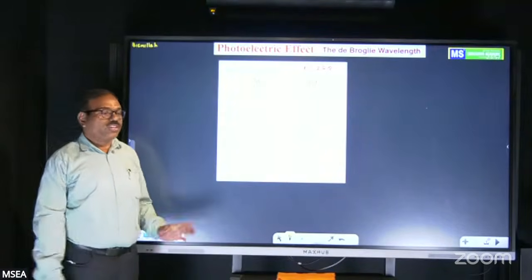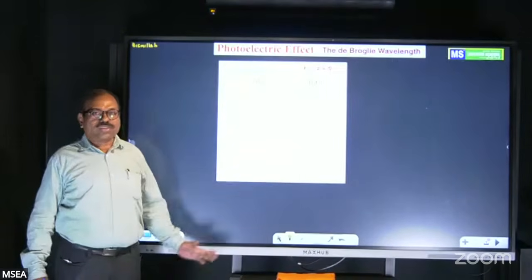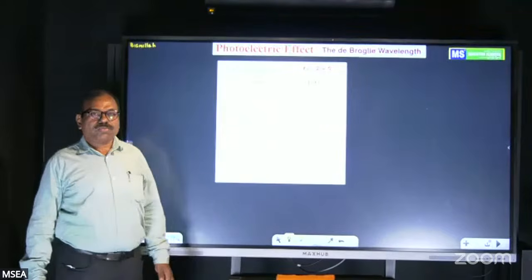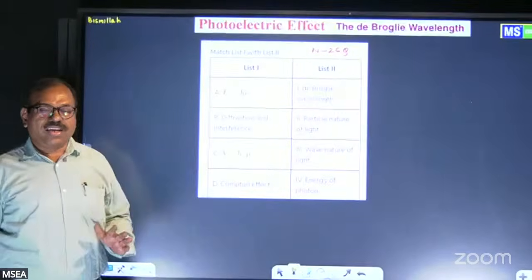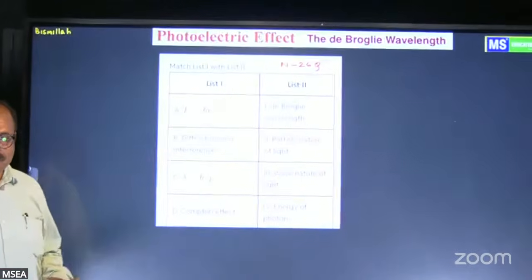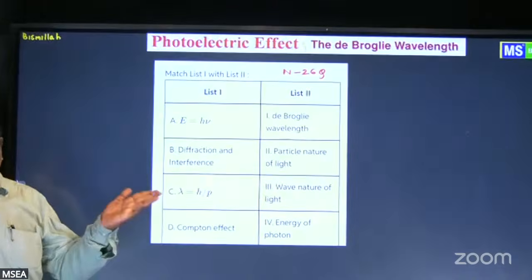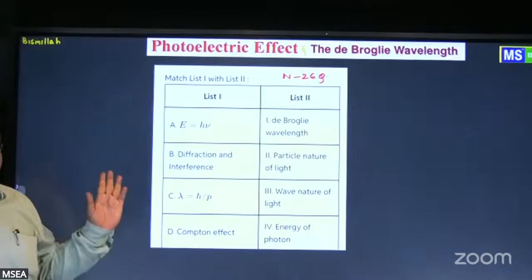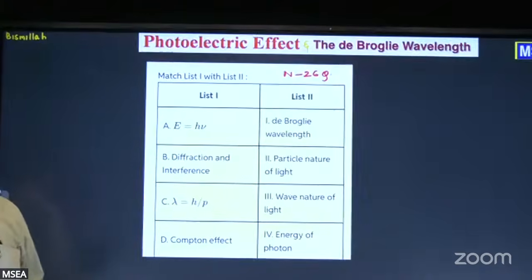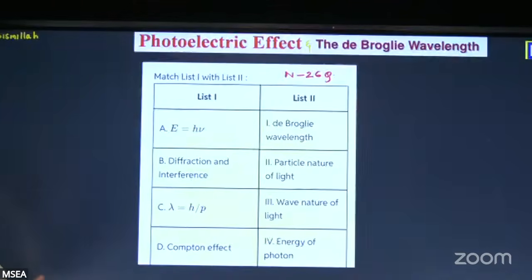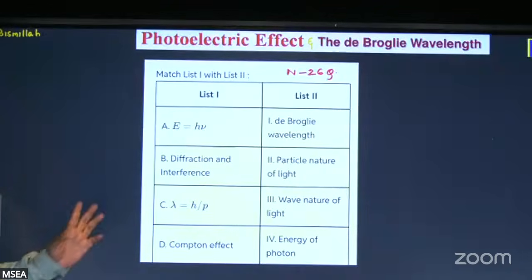Today we are going to discuss the photoelectric effect and also dual nature, that is the de Broglie wavelength. This is one of the most important topics. Every year, 2 questions are compulsory. Either both from the photoelectric effect, or one from the photoelectric effect and one from de Broglie, or sometimes they give 3 questions also. These are important and definite questions from this chapter.